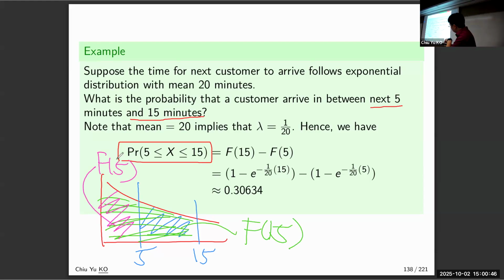So that's the idea we want to do. Don't forget about this. Blue is green minus pink. For the rest of the semester, we'll do a lot of this area subtraction. So we figure out this 30% within this region.